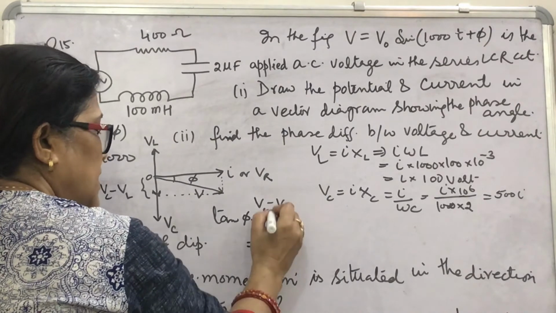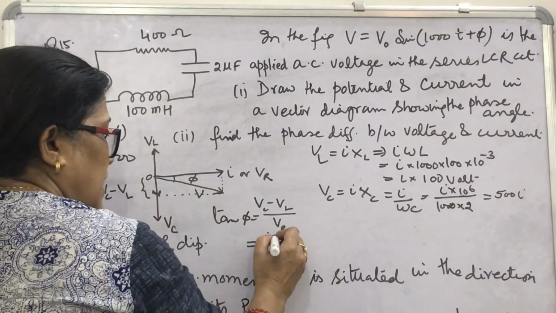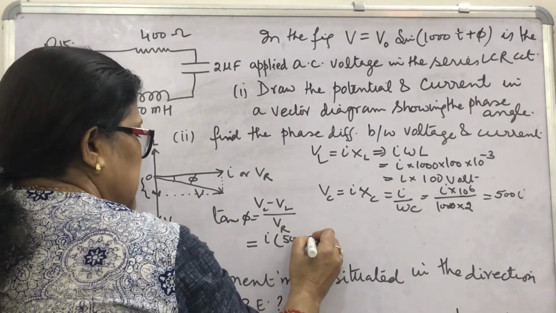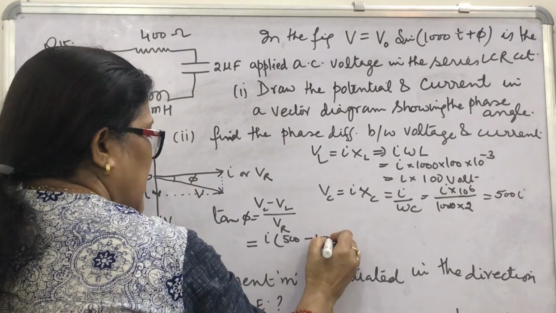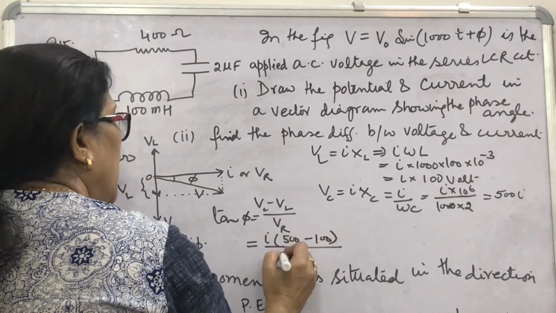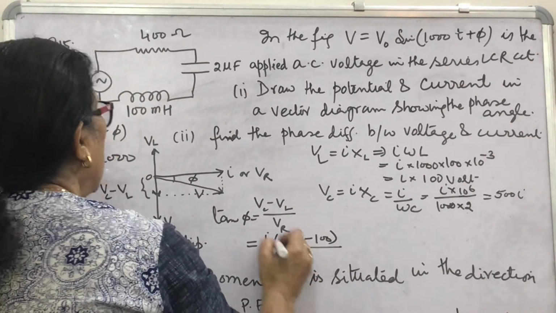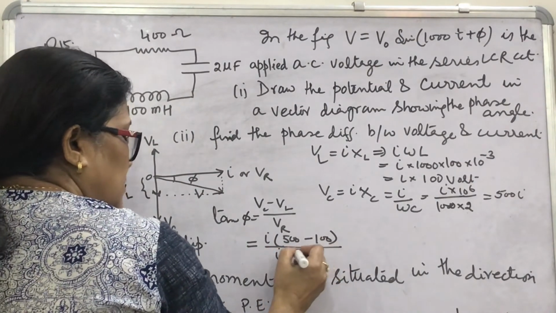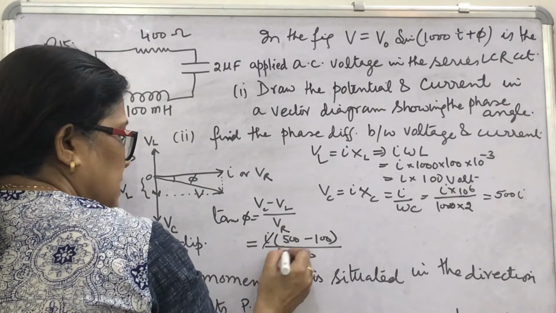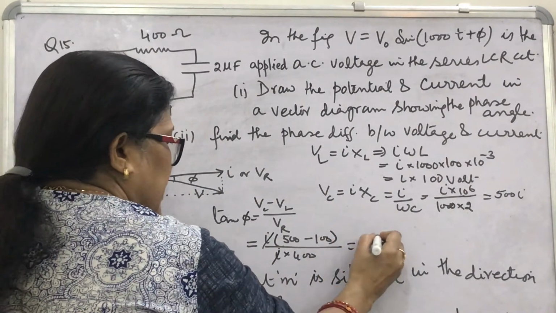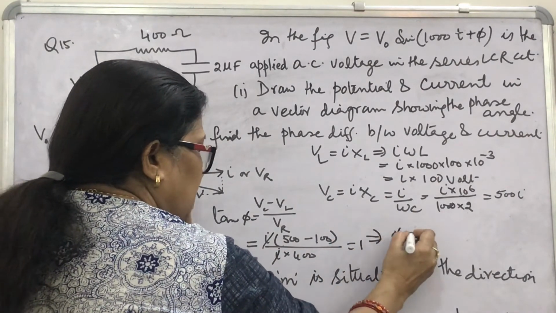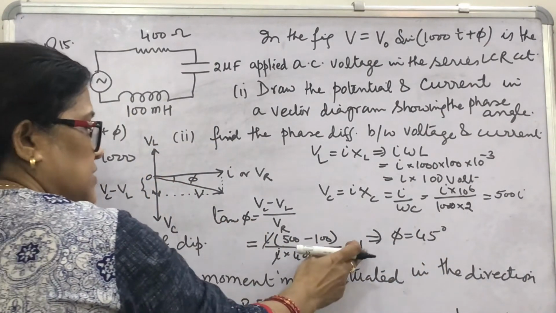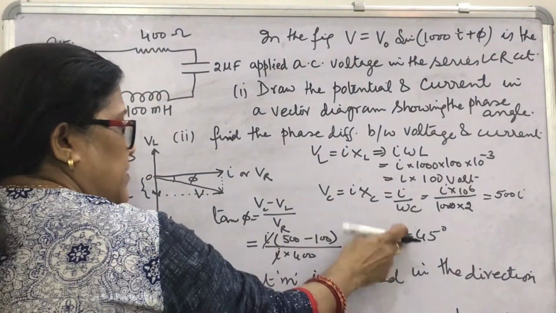What can you write here? This VC, taking I common, this will be 500 minus 100 upon VR. VR is IR. R is how much? 400. So you will write 400. So look here, this I will be cancelled. This will be 1. It implies that how much is the phase angle? 45 degree. Why? Because tan phi is 1. It means phi is 45 degree.